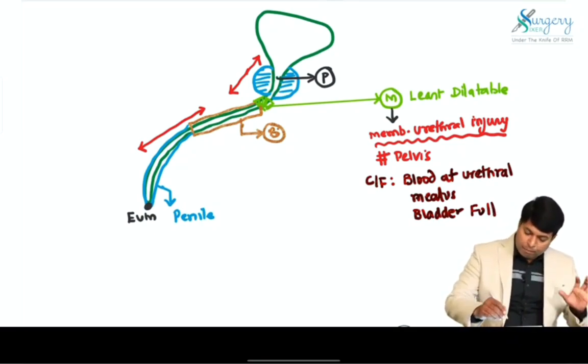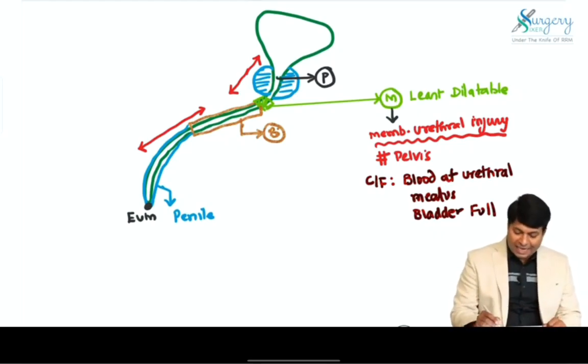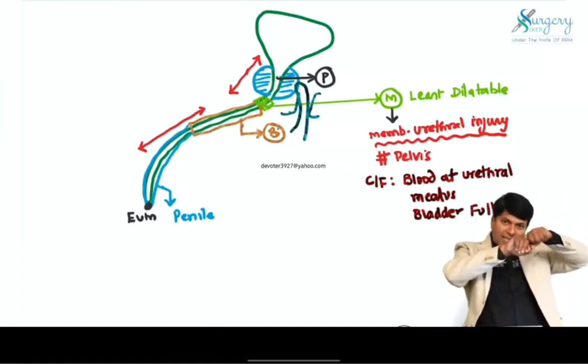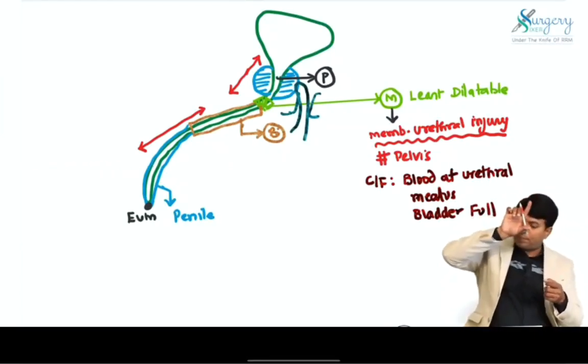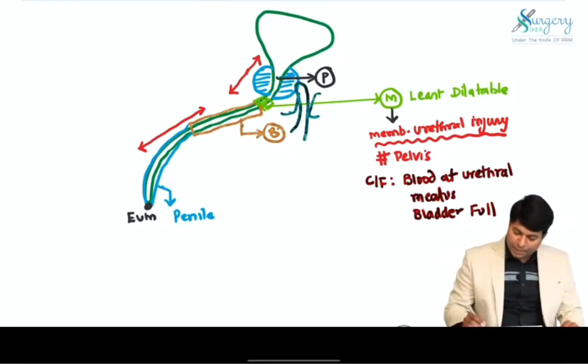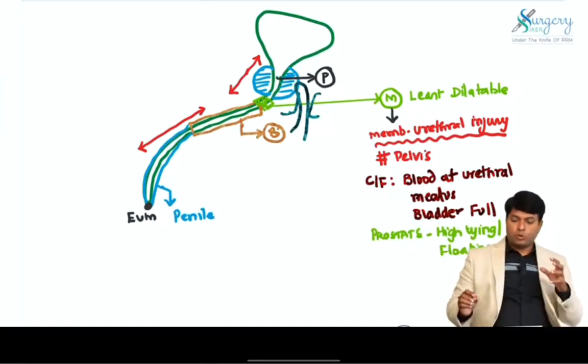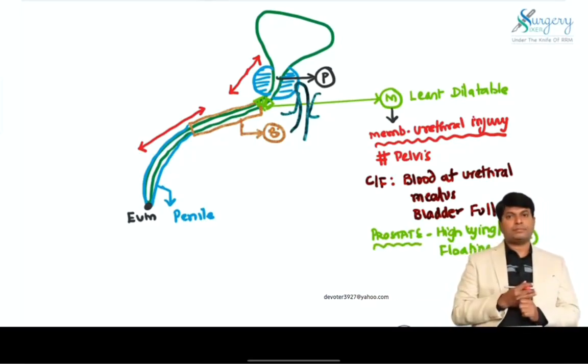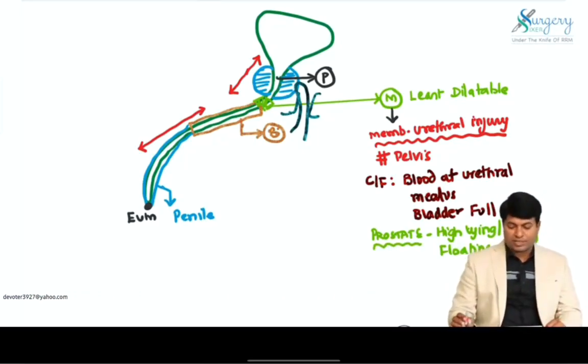An important clinical feature here is on rectal examination. When I do a rectal examination with my finger, usually I can easily touch the prostate anteriorly on a PR examination. But in this case, the important clinical feature is that the prostate will be high lying and floating. Please don't forget, a high lying, floating prostate is seen in membranous urethral injury.